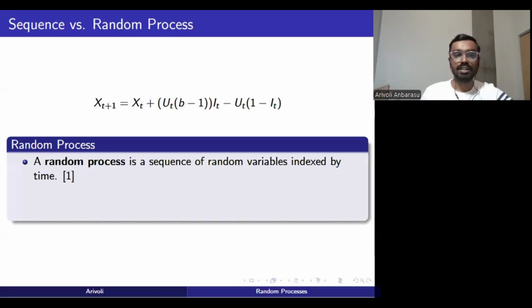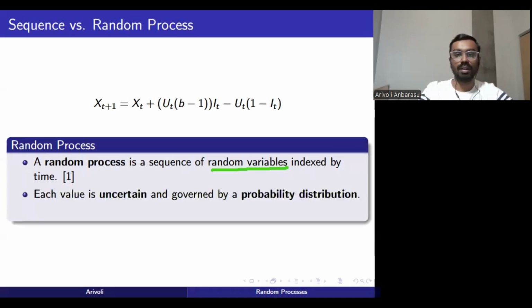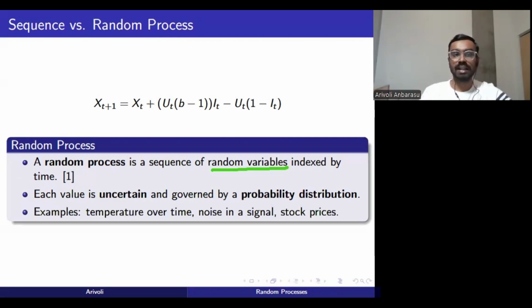We must treat the wealth evolution as a random process where the wealth at each step is a random variable. The value of the random variable is uncertain and it's governed by a probability distribution. And in this case, the value of the wealth is governed by the probability of the outcome. Random processes can be seen in things like temperature, signal noise, and stock prices, and so on.